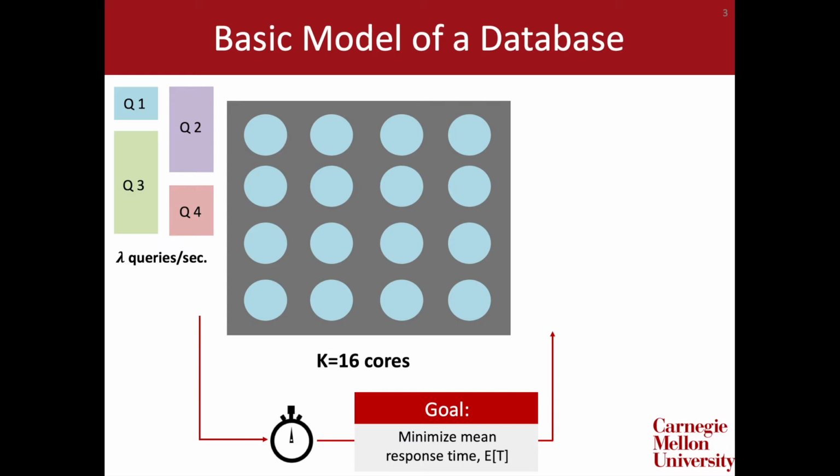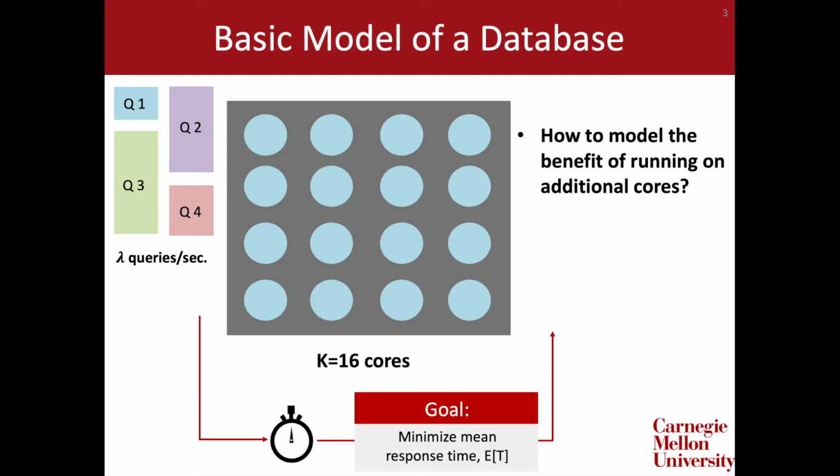This really raises two central questions that I want to talk about today. The first is a modeling question, which is how do we model the benefit that a query receives from being parallelized across additional cores? And the second question is, in light of this first question, how should we choose to split the cores between the various queries in the system? For example, I could have chosen a different allocation here. I could have allocated 4 cores to each of these queries. How should I choose to allocate cores in order to minimize the mean response time across queries?